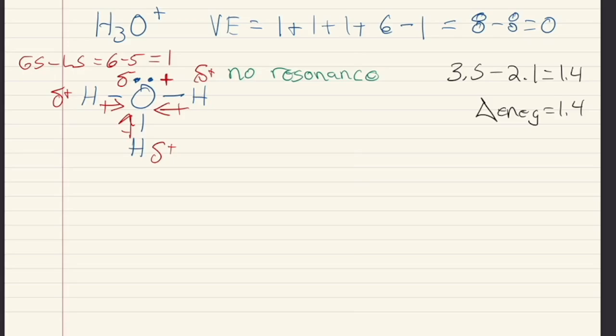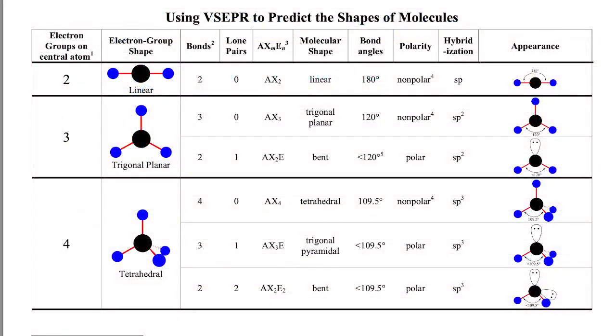We need to know a little bit more about our geometry to determine whether it's going to be a polar molecule. So if we take a look at our VSEPR chart, we see we're in another scenario with 4 electron domains.